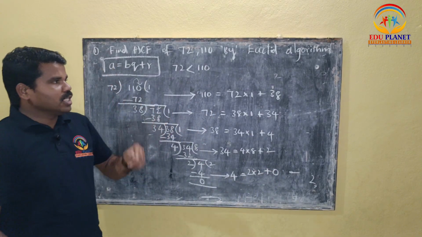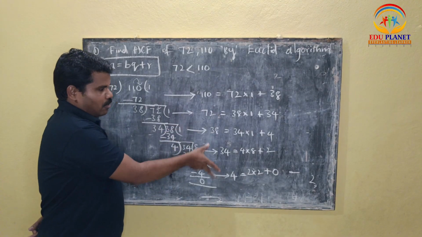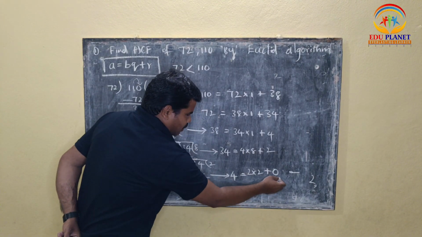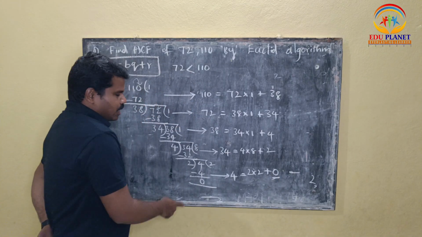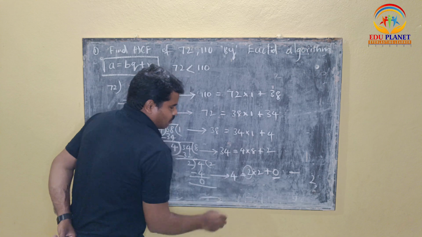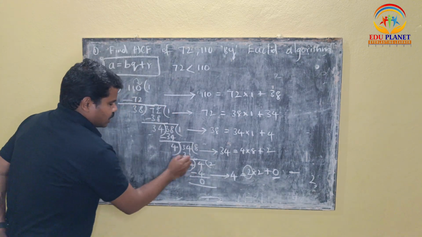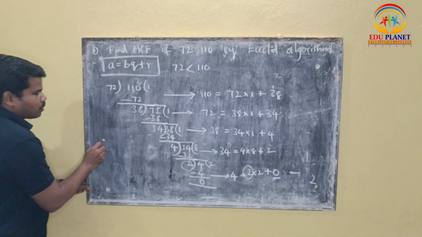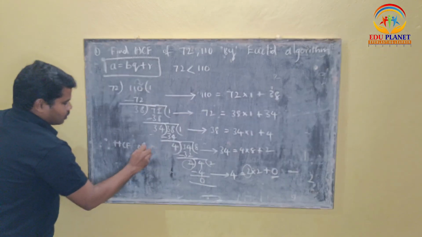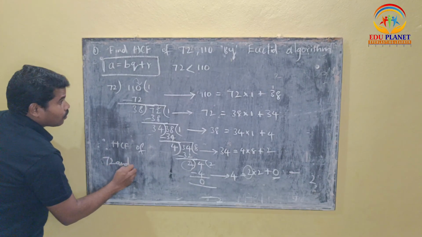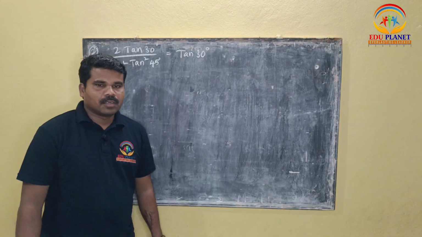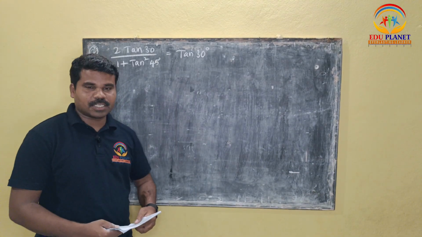See, by using Euclid division algorithm, we have prepared statements. Here, where you are getting remainder as 0, that divisor will be your answer. What is the divisor? That is 2. Yes. Therefore, we can say that HCF of 72 and 110 is 2. That's all. We'll move to the second question from section 1.